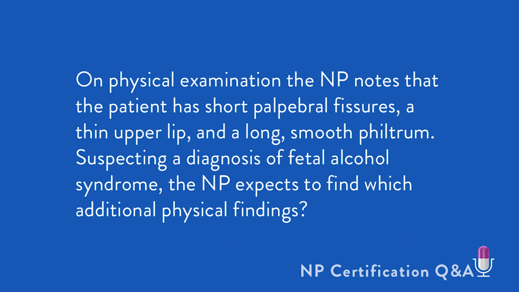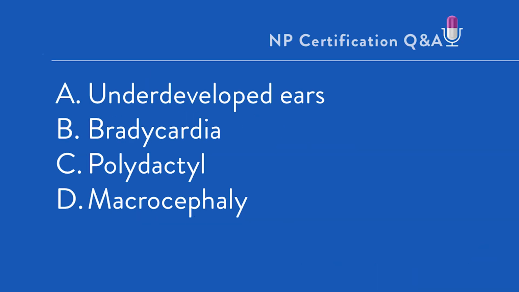On physical examination, the NP notes that the patient has short palpebral fissures, a thin upper lip, and a long, smooth philtrum. Suspecting a diagnosis of fetal alcohol syndrome, the NP expects to find which additional physical findings? A, underdeveloped ears, B, bradycardia, C, polydactyl, or D, macrocephaly.